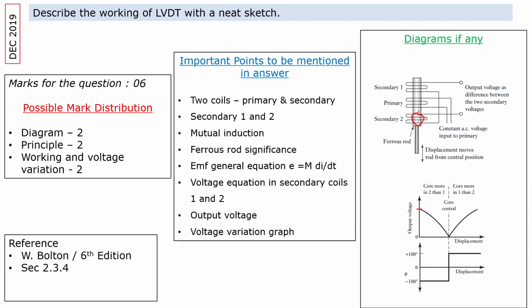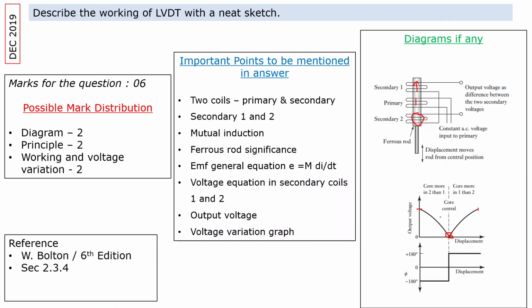So while we are inserting this ferrous rod, the voltage will gradually reduce like this, and if the ferrous rod is at the middle, the voltage developed by secondary 1 will be equal to secondary 2, and the voltage is opposite in phase, so the output will be equal to 0. And again, if you are inserting into secondary 1, the voltage developed in secondary 1 will be more than secondary 2, but secondary 2 will be opposing secondary 1 as it is opposite in phase. So gradually at the end of secondary 1, the voltage will be maximum.